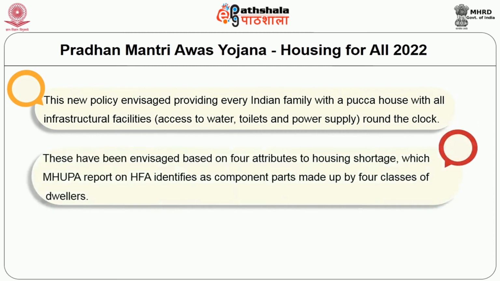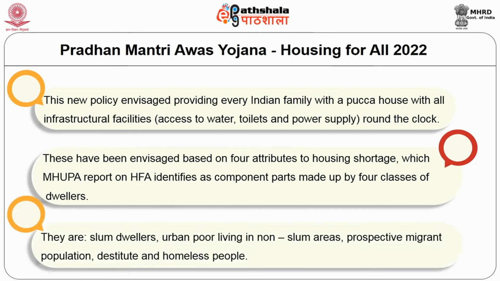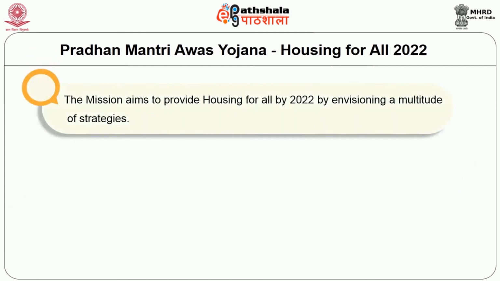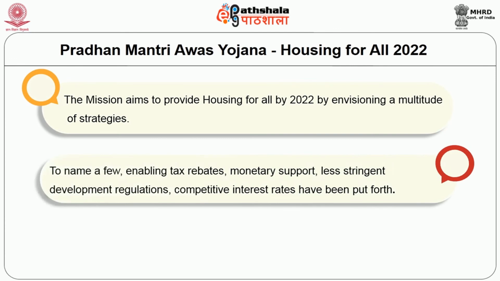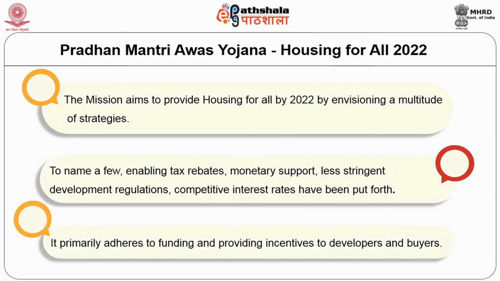These have been envisaged based on 4 attributes to housing shortage, which the MoHUPA report on HFA identifies as component parts made up by 4 classes of dwellers. They are slum dwellers, urban poor living in non-slum areas, prospective migrant population, and destitute and homeless people. The mission aims to provide housing for all by 2022 by envisioning a multitude of strategies. To name a few, enabling tax rebates, monetary support, less stringent development regulations, and competitive interest rates have been put forth. It primarily adheres to funding and providing incentives to developers and buyers.